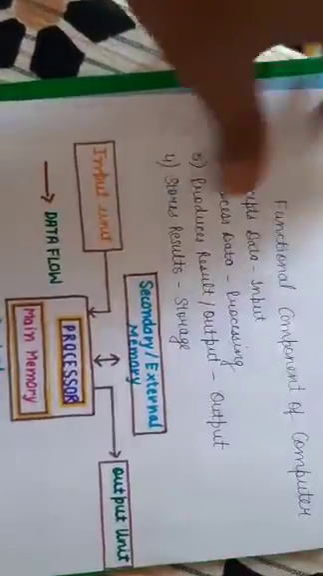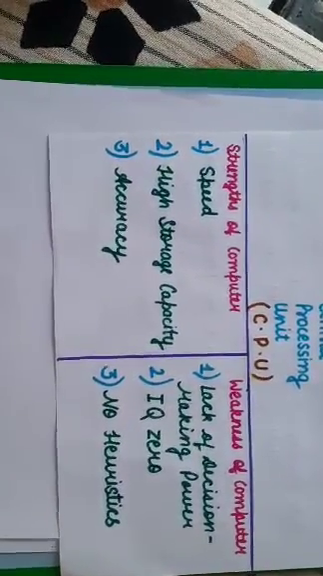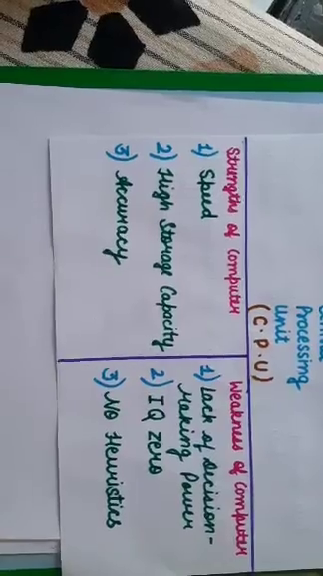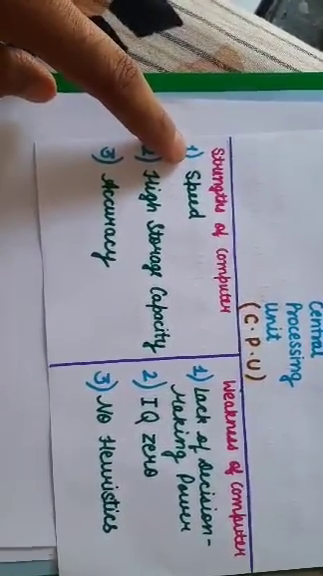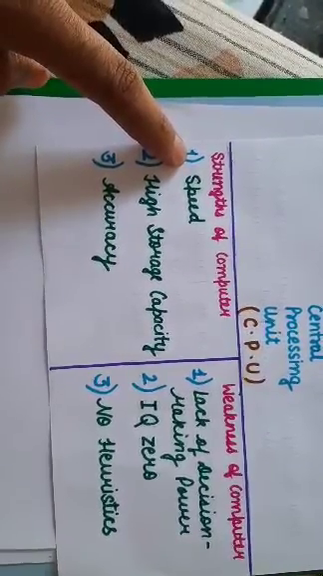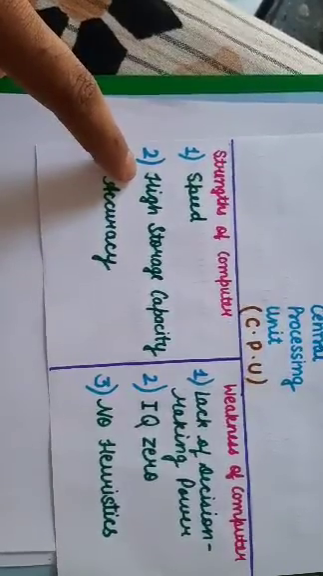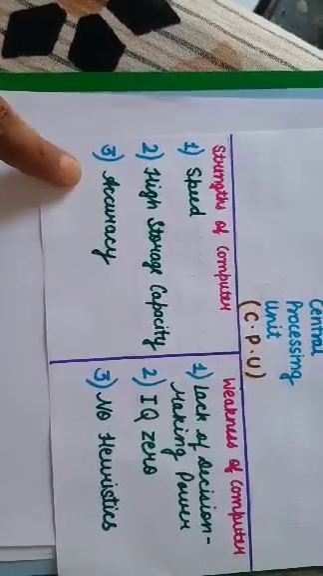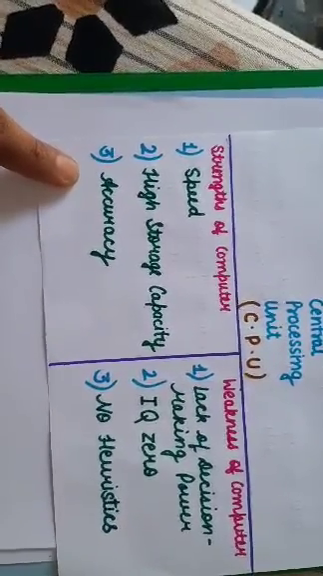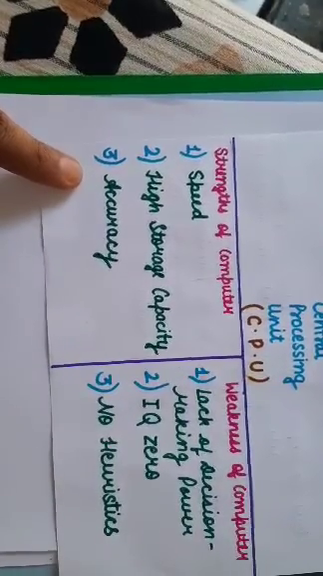Let us discuss the next topic, the strengths and weaknesses of a computer. The strengths of a computer are speed, high storage capacity, and accuracy. First strength is speed. The speed of a computer is very high as compared to human beings. High storage capacity: today we can store a large amount of data on our hard disks. Accuracy means a computer can do calculations very accurately as compared to human beings.